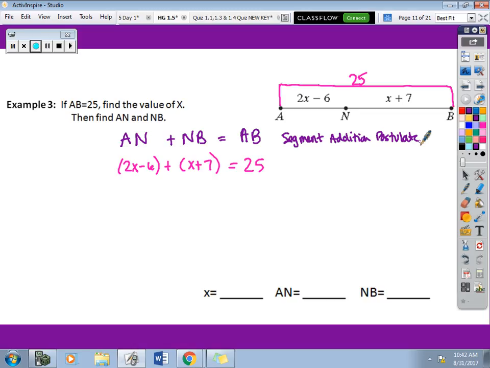Is it postulates in every chapter? Yes. Especially a lot of them in the beginning, and then you use them throughout the year. All right, then you just have to solve.